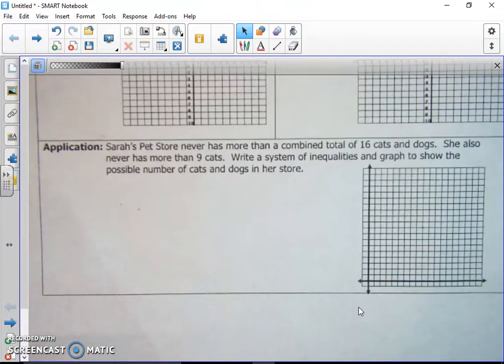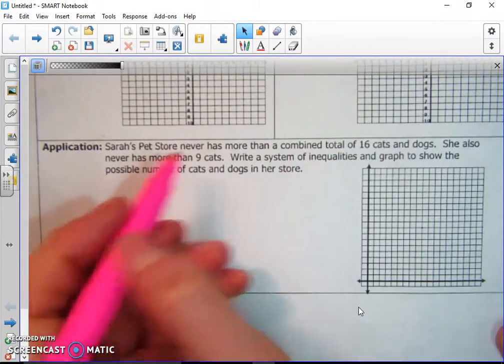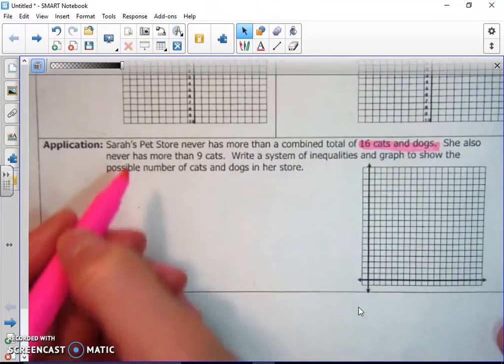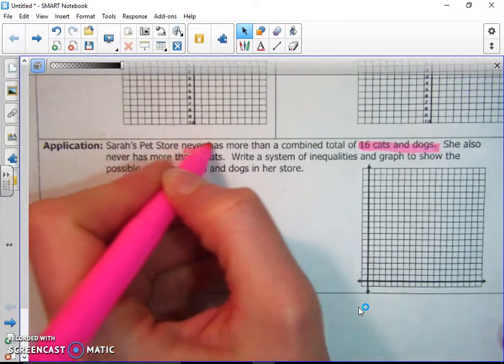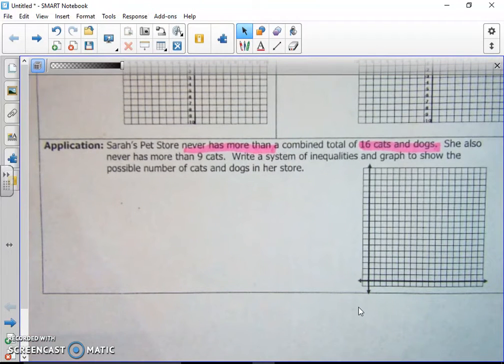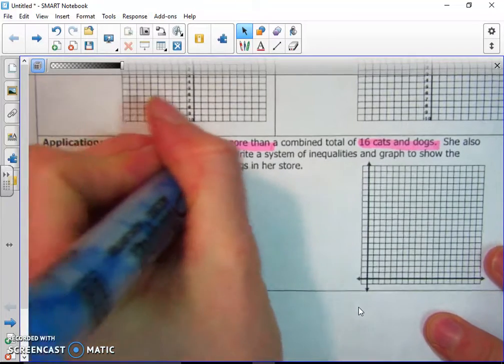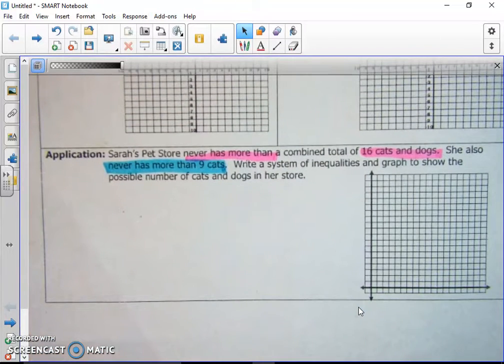Sarah's pet store never has more than a combined total of 16 cats and dogs. So 16 cats and dogs, and they never have more than that total. She also never has more than 9 cats. Write a system of linear inequalities and graph to show the number of cats and dogs at her store.